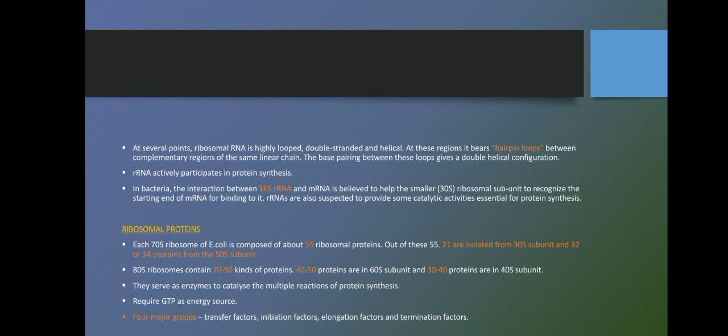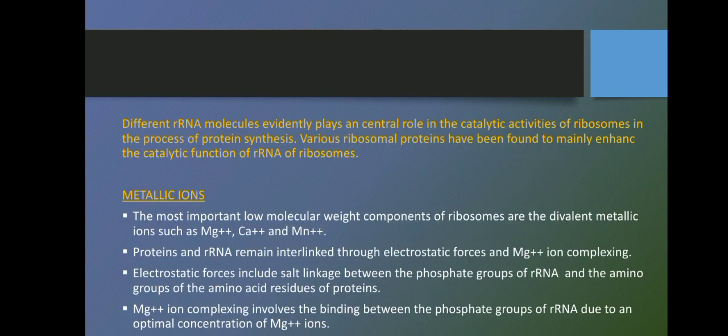These ribosomal proteins serve as enzymes to catalyze the multiple reactions of protein synthesis. Their energy source is GTP. They are found in four major groups: transverse factors, initiation factors, elongation factors, and termination factors. Ribosomal RNA has a central role in the catalytic activities of ribosomes during protein synthesis, and the ribosomal proteins have been found to play a major role in enhancing the catalytic functions of the ribosomal RNA.